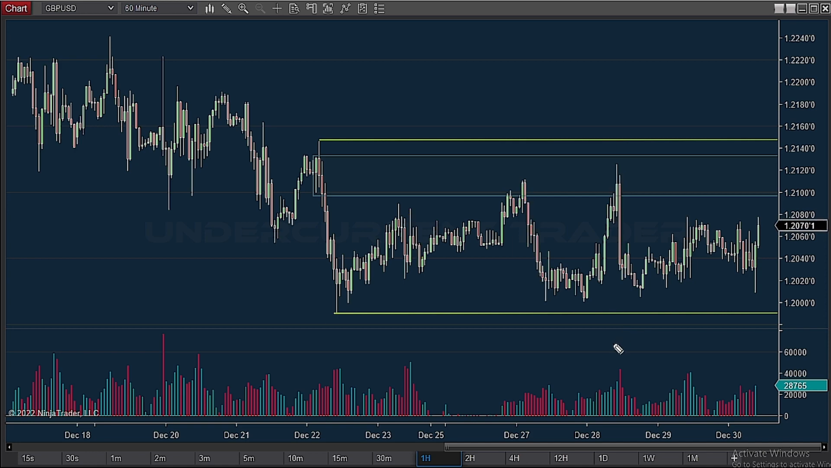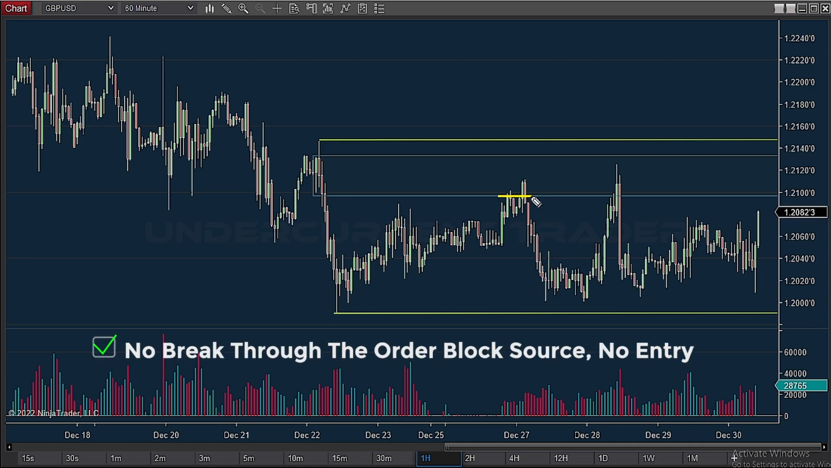This is why, and as I previously noted, it is important to stay patient with this strategy so that you can catch these high-intensity price stretches and rake in. And this brings us to another critical part of this strategy's third step, and that is we only take the trade if the price breaches the source of the order block. No breakthrough of the rectangular area, no entry.